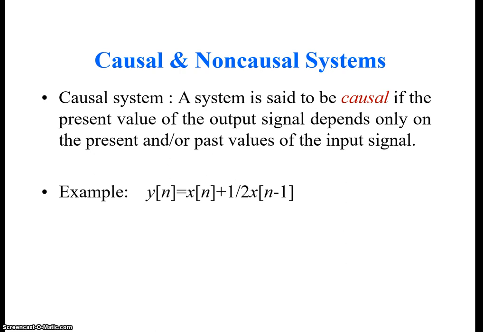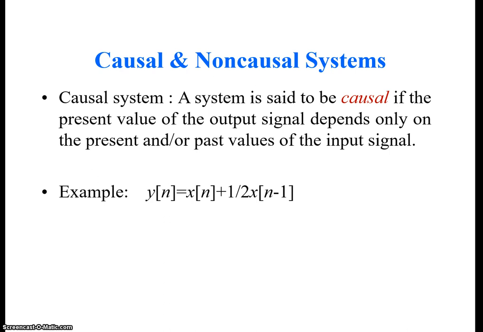Causal and non-causal systems. A system is said to be causal if the present value of the output signal depends only on the present and/or past values of the input signal. For example, y of n is equal to x of n plus 1 by 2 x of n minus 1. Here y of n is the output signal, x of n is the present value of the input signal, and x of n minus 1 is the past value of the input signal.